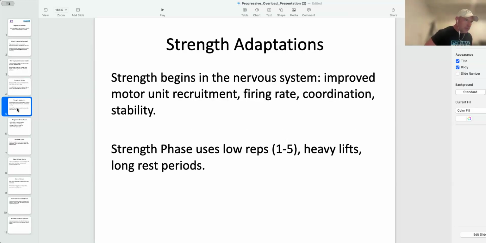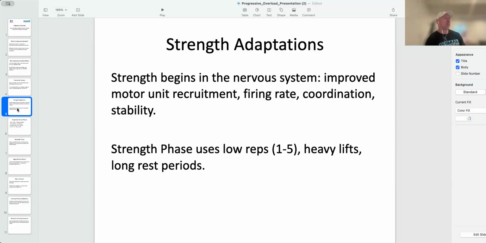And then we talk about strength adaptation. Strength begins in the nervous system. So when you start any type of resistance training, if you've been off for 2 or 3 weeks, really after the first week, you're going to start seeing a detraining phase. Unfortunately, that happens. That's why I tell people never to stop lifting. Lift as long as you can because it's one of those things you don't want to stop.